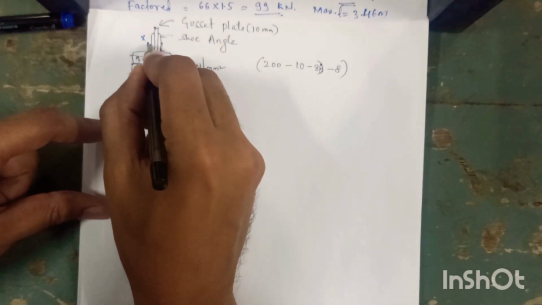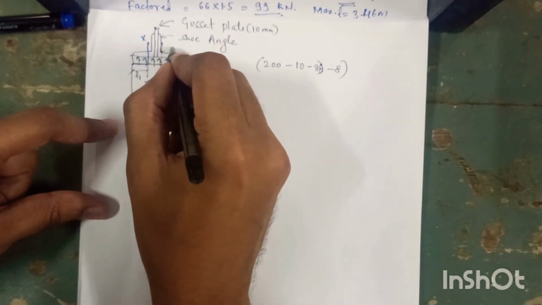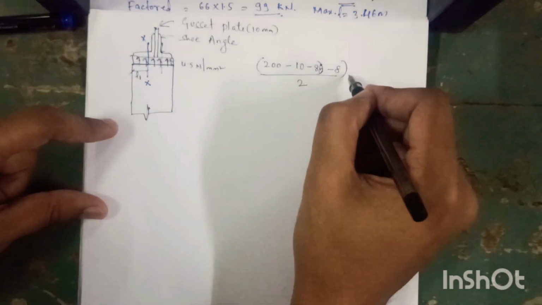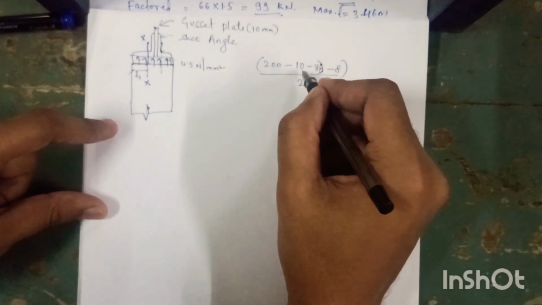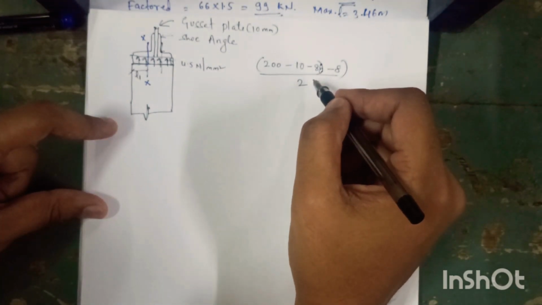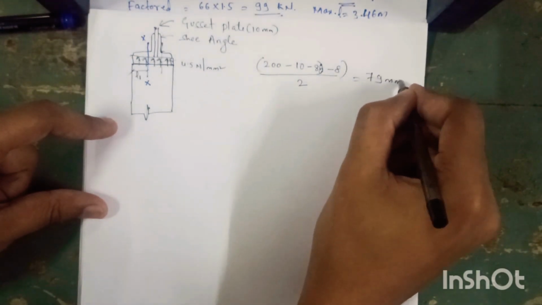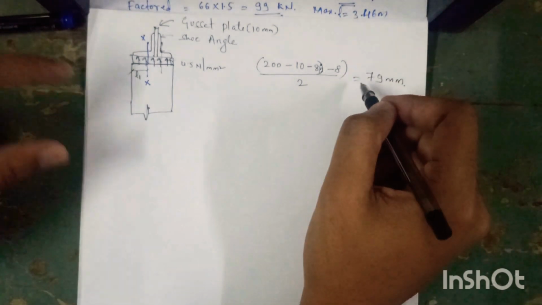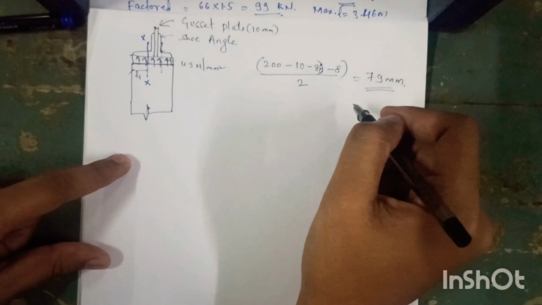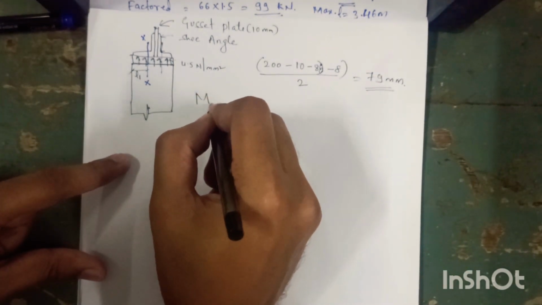Now this will give us this cantilever length and this cantilever length. To calculate the cantilever length for each side, the whole will be divided by 2, which we will get as 79 mm. Now once we get the cantilever length, we will be calculating the moment at x.